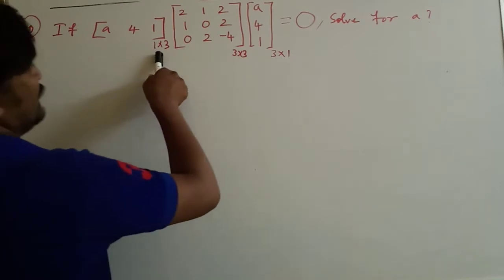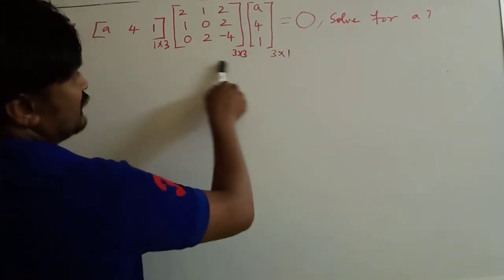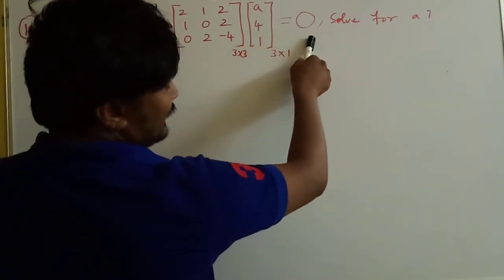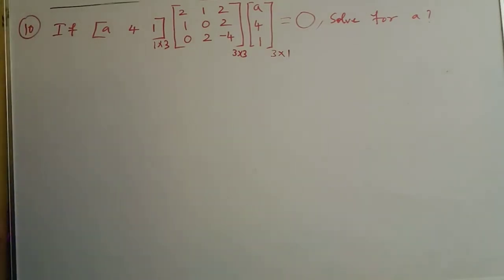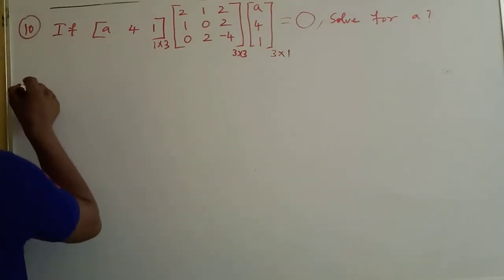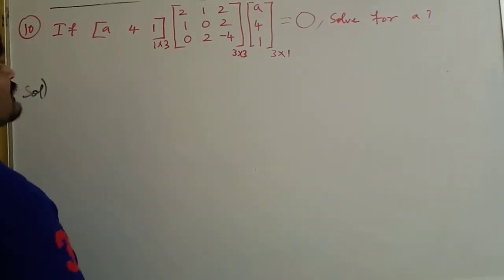If a 1 by 3 matrix and then a 3 by 3 matrix and a 3 by 1 matrix are multiplied, equal to the 0 matrix, solve for A. So you need to find the value of A. It is very easy, like your 8th problem method. So let me solve how it is possible.